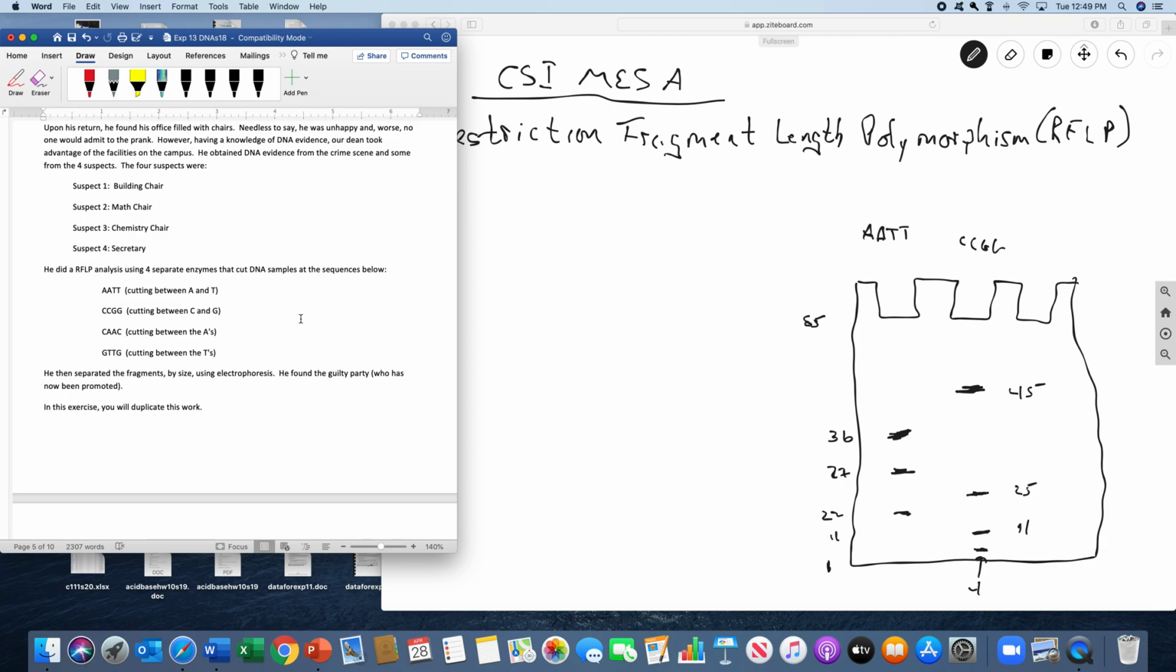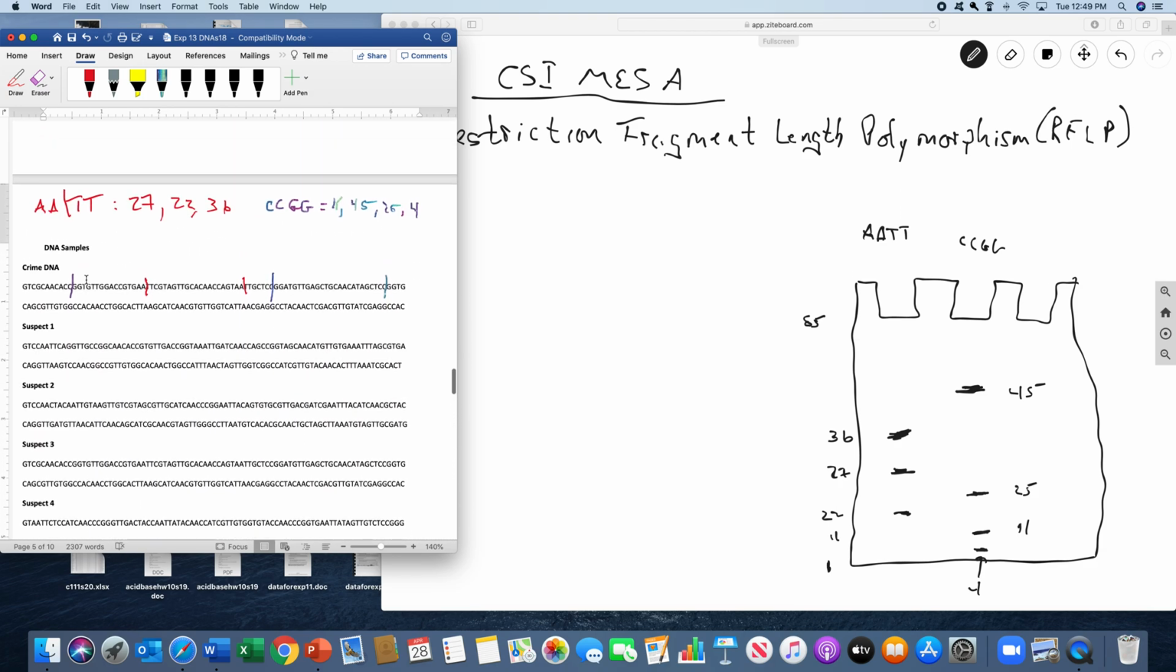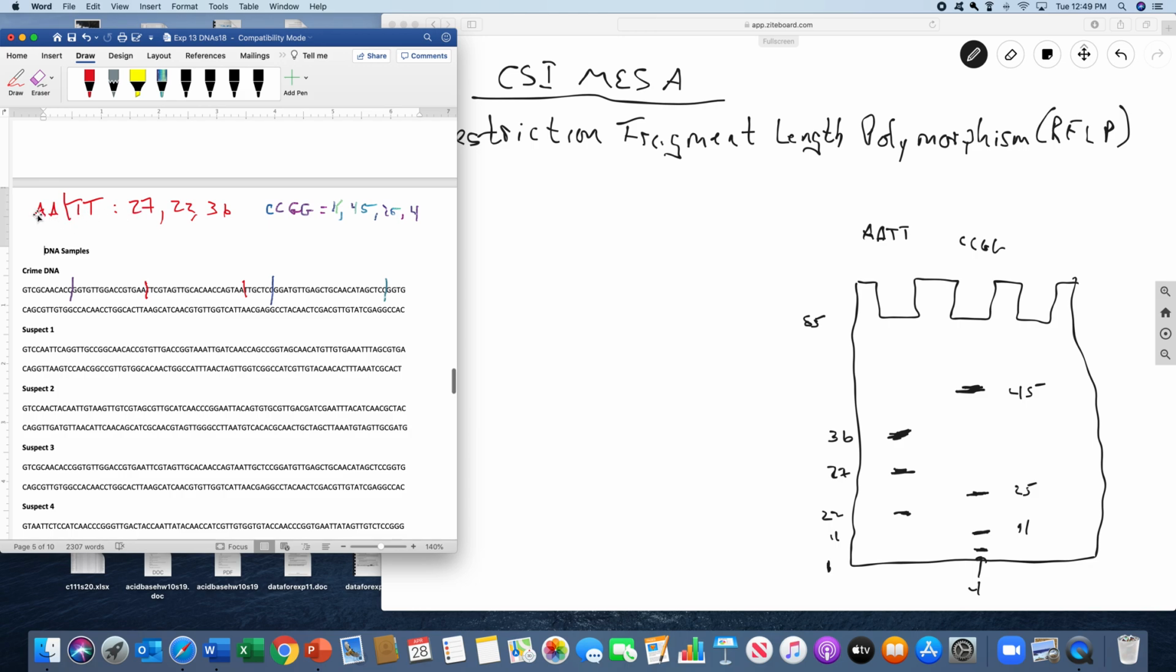And so the idea is, if you look at this in the lab manual, if we look at just this first sequence and we say, okay, let's cut it every time there's an AATT, so that's the red lines here. So this is 85 letters long, but if I cut it with AATT, I'd get a 27, a 22, and a 36, all right?